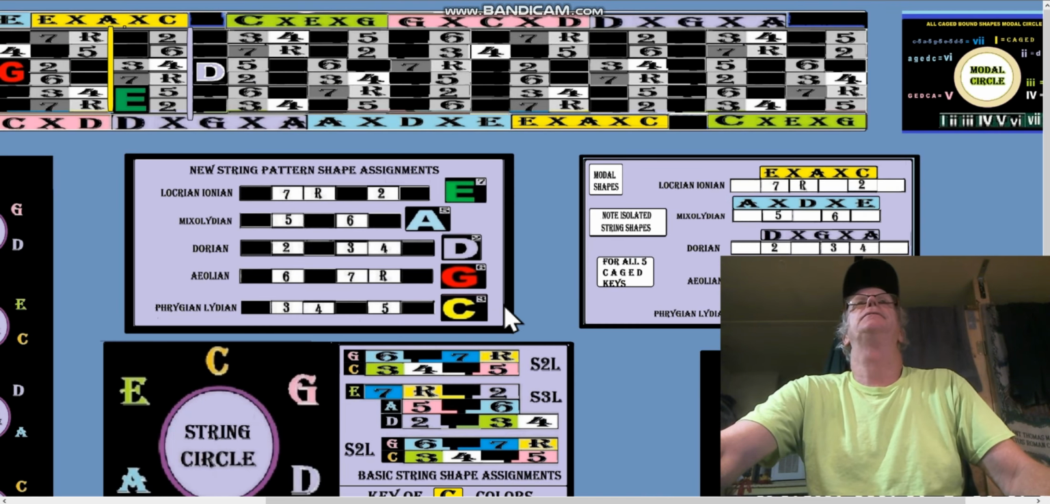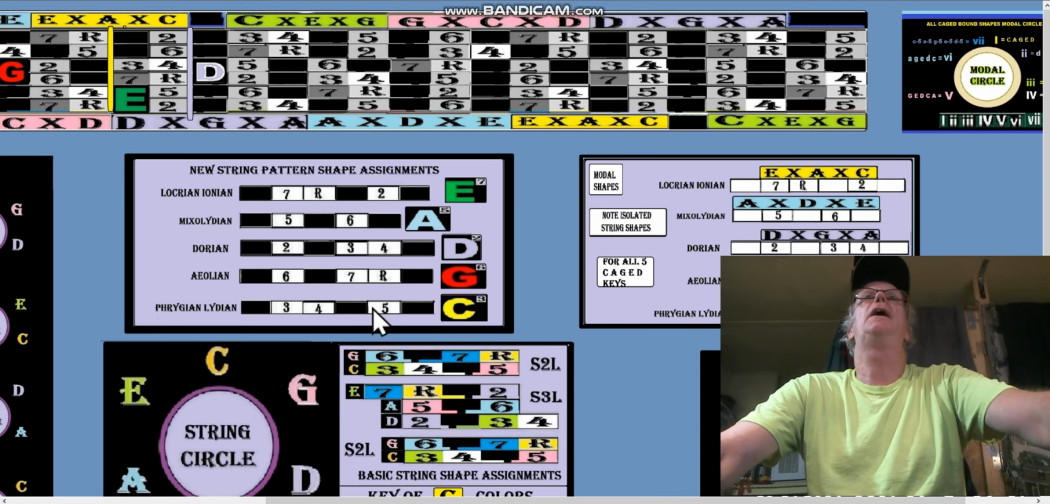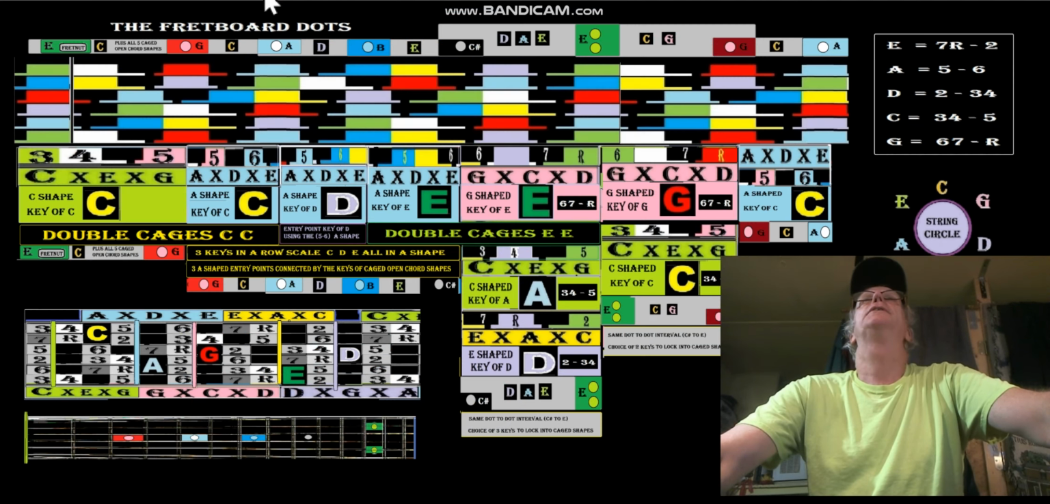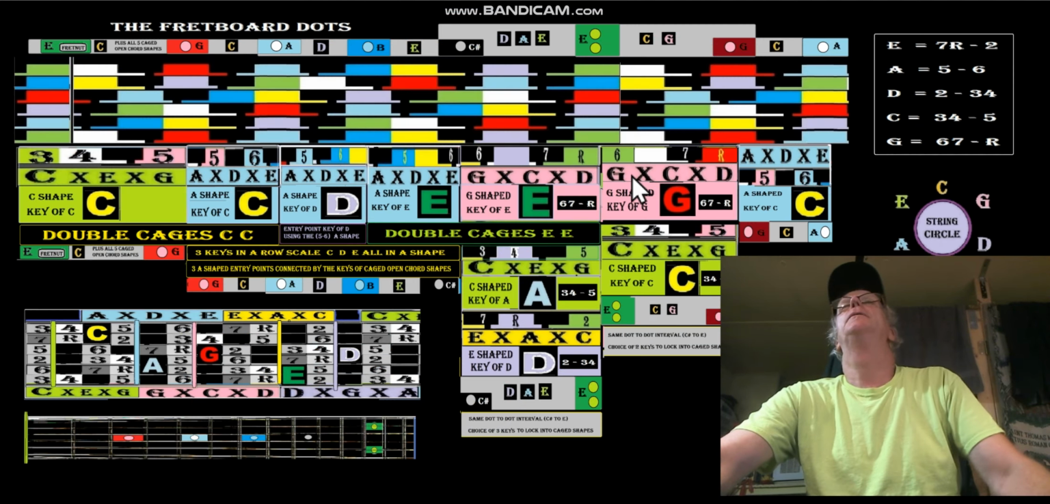bookend isolation. Okay, so the 5 in the C shape is isolated by the 6th from this one note here. This is the same note here. So it's not going to be a 5 and a 6 next to it. We have to have that bookend isolation between the shapes. Okay, so let's get back over to where we were.